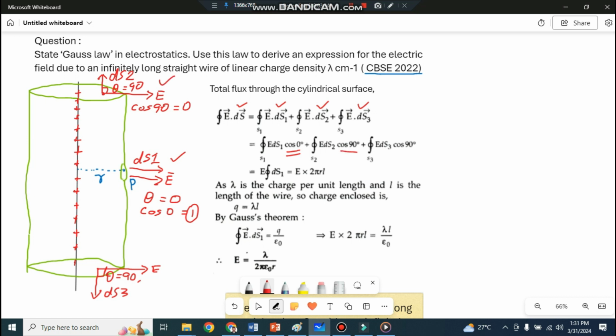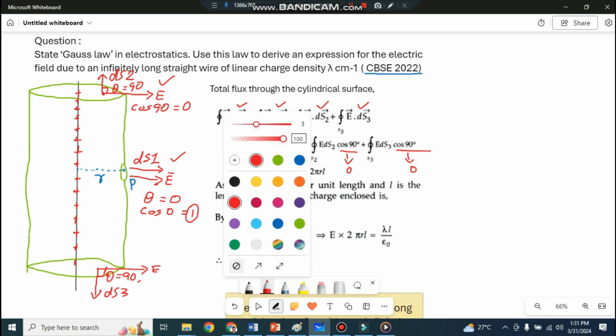In the second part you see cos 90 coming, because for the top part the angle is 90. Cos 90 is equal to 0. So the second term of the equation does not exist. Similarly the third term of the equation also does not exist. The reason it does not exist is cos 90 is equal to 0.